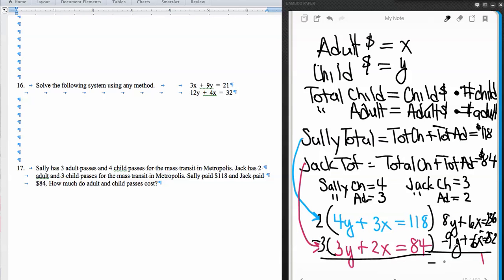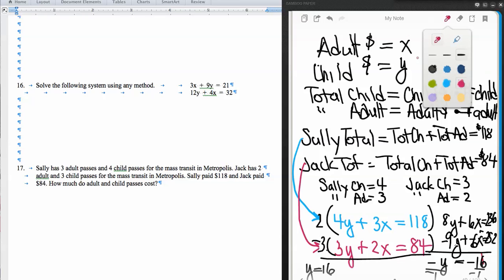So adding these together, I'm going to get a -y, which is equal to 252 minus 236, and that's going to give me a -16. Now, because they're both negative, divide them both by a -1, and that's going to give me that my y value is equal to $16. So what does that mean? Well, that means that my child tickets are going to be worth $16. And then I can take that $16 and put it into either one of my equations, and I can solve for the resulting x value. We'll have to do that over on the next page.